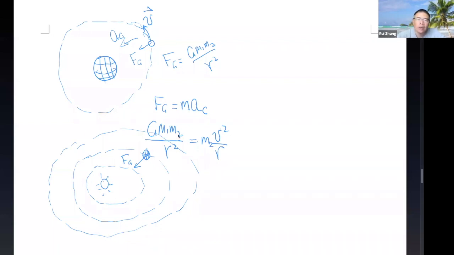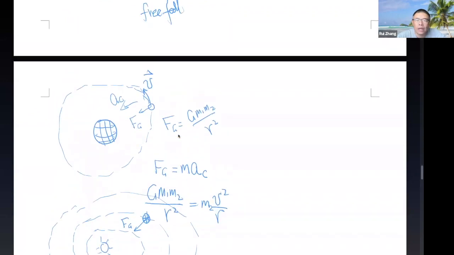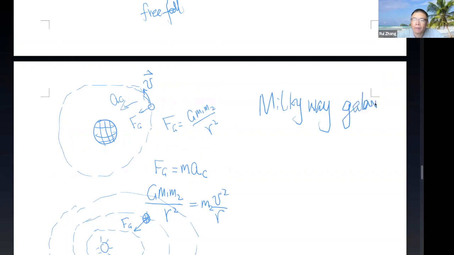Now you may know that we live in a galaxy called the Milky Way galaxy. But do you know the galaxy itself is rotating?